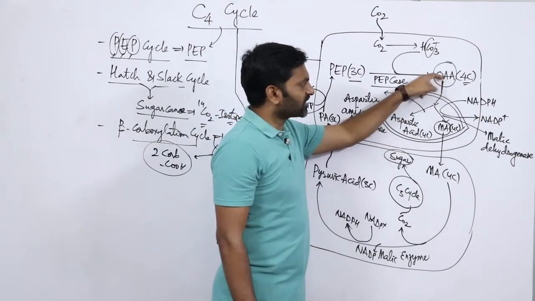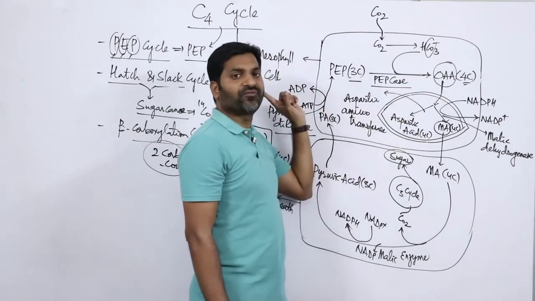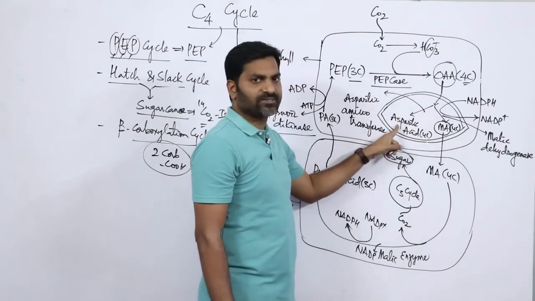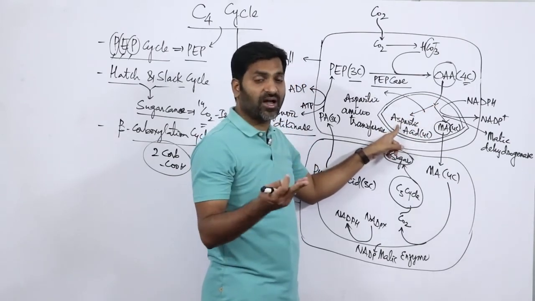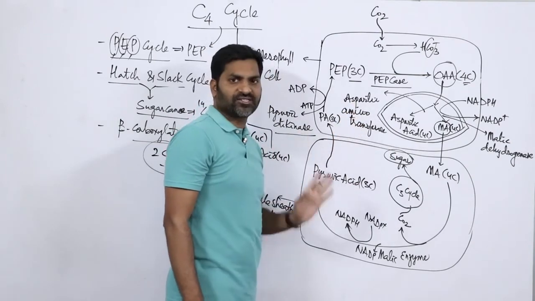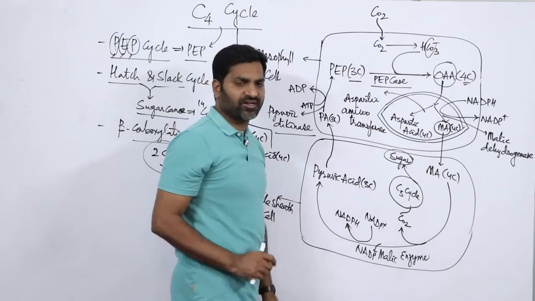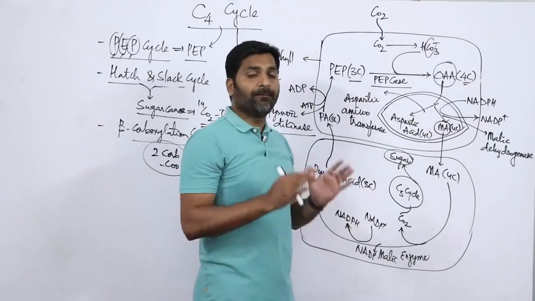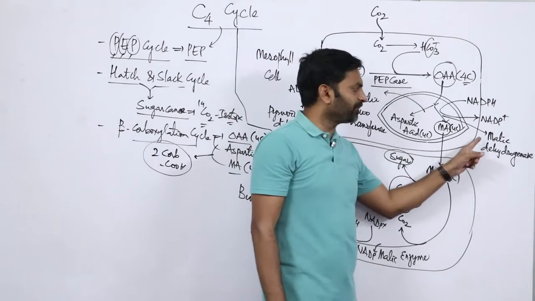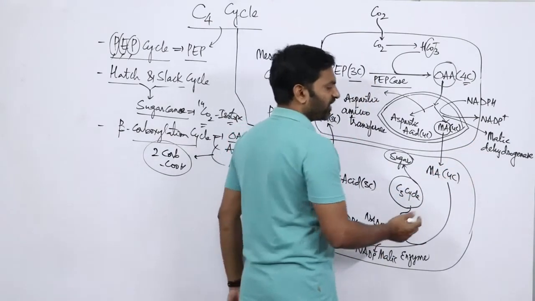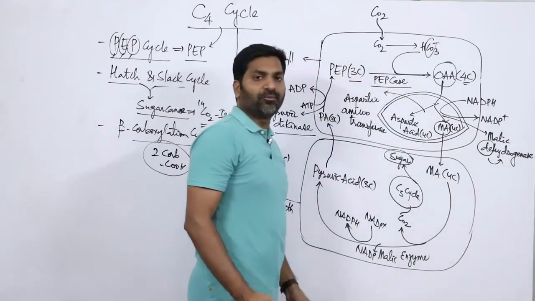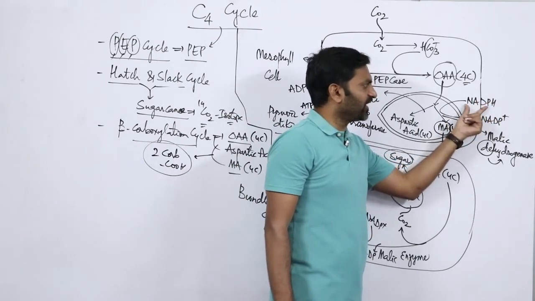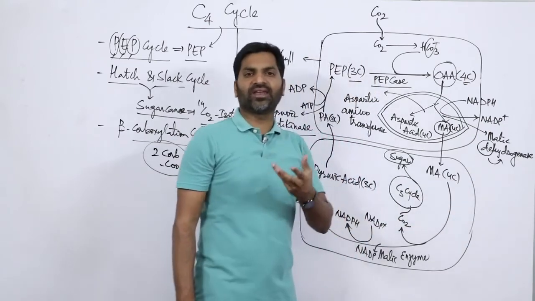Now, this oxaloacetic acid enters into the chloroplast of mesophyll cell. Then when it enters into the chloroplast of mesophyll cell, it may be converted into aspartic acid, that is also a 4 carbon compound, in the presence of aspartic aminotransferase. Or it may be converted into malic acid, that is also a 4 carbon compound, but this particular conversion is catalyzed by malic dehydrogenase. Whenever dehydrogenase, D is nothing but removal of hydrogens or protons. So the protons are removed from NADPH and NADPH is converted into NADP.